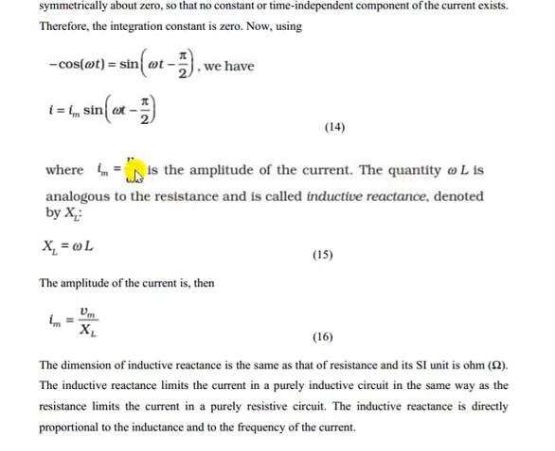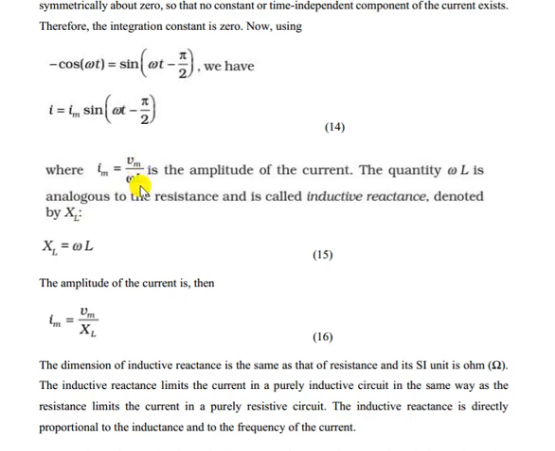Now this quantity omega L, we can write as XL, which is called inductive reactance. Now I, according to Ohm's law, equals V by R, and this is a similar expression: I equals Vm by something X, and this is L, so we are writing it as XL. XL is the inductive reactance that is offered by the inductor to the flow of the current.